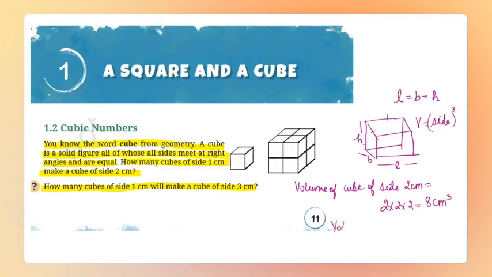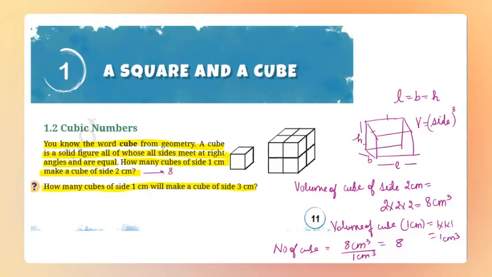Now what will be the volume of the cube with side 1 centimeter? उसका क्या होगा डायमेंशन? 1 सेंटीमीटर साइड है तो उसकी वॉल्यूम क्या हो जाएगी? 1 into 1 into 1, which is again 1 centimeter cube. So if you have to find the number of cubes, the number of cubes will be the volume of the cube having side 2 centimeter divided by the volume of the cube having side 1 centimeter. And when you divide this, you get 8. So the number of cubes of side 1 centimeter that can make a cube of side 2 centimeter will be 8 cubes.